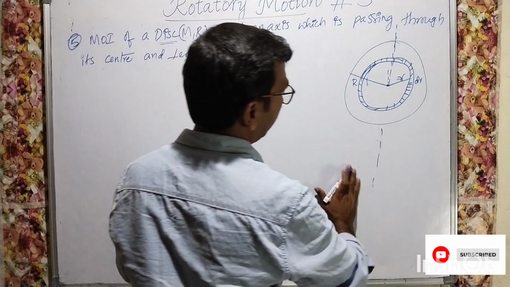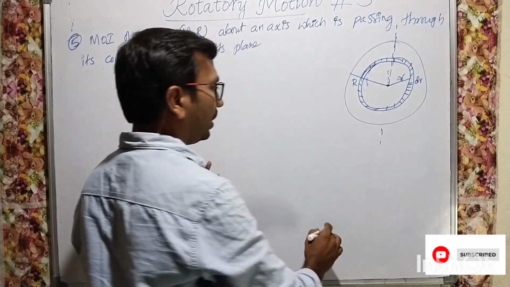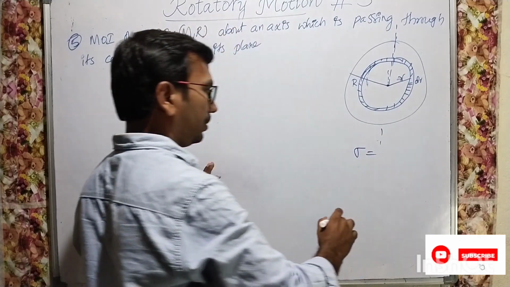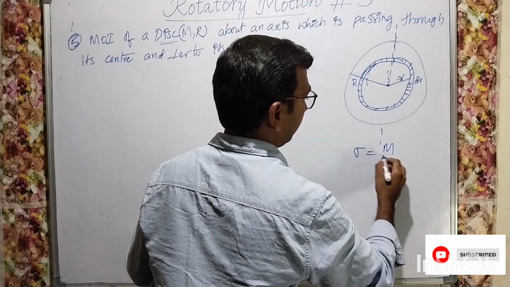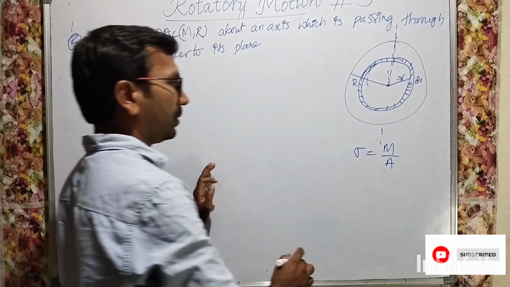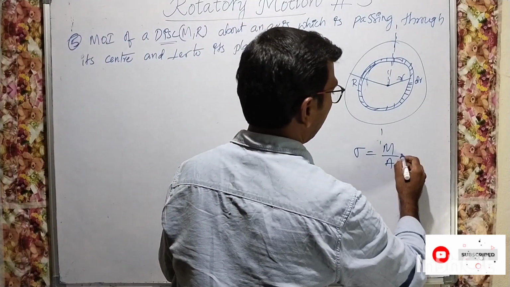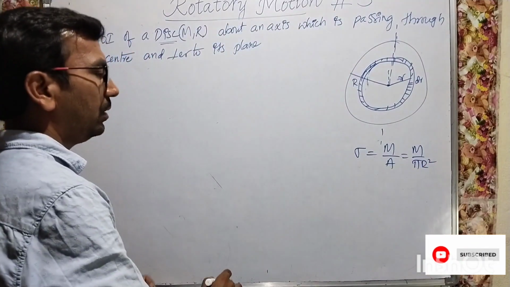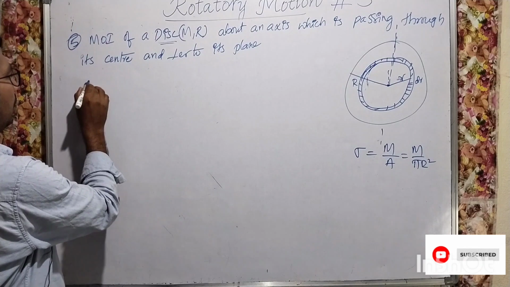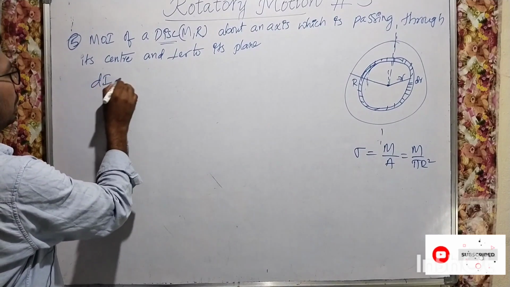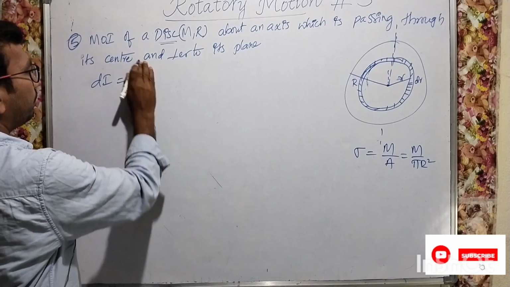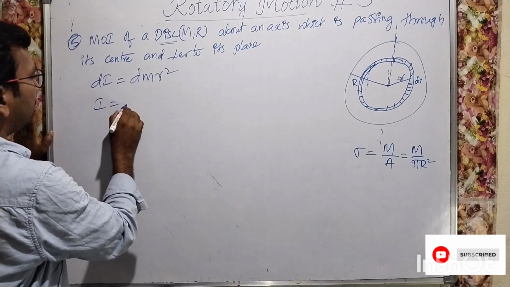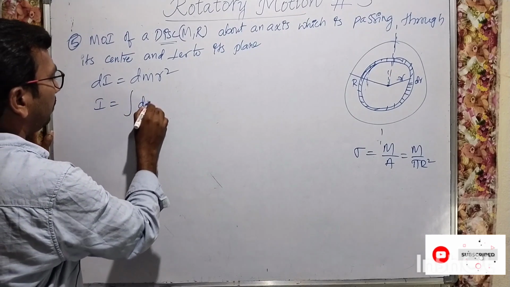This disk is two dimensional, that's why the surface mass density sigma is equal to mass by area, M by A. Here the area is pi r square. For a small element, the moment of inertia dI is equal to dm r square. For the whole moment of inertia, I is equal to the integration of dm r square.